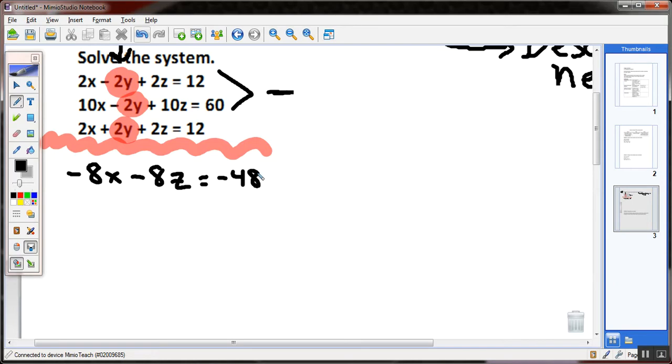Good. All right, how about row 2, row 3? What do we have to do there? Have to add them, don't we? Because the two y's have opposite signs. Very good. So how about 10x plus 2x?